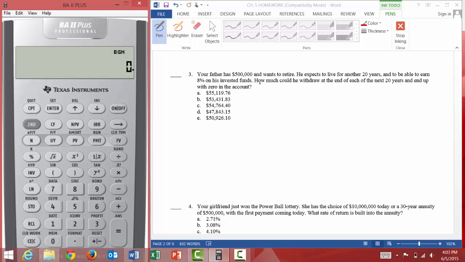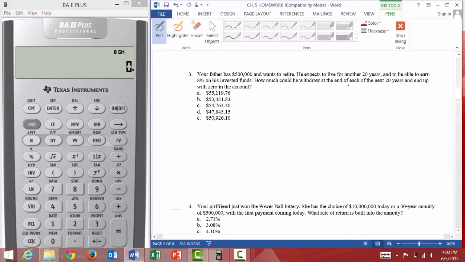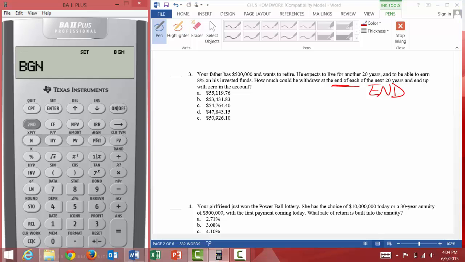So your father has $500,000 and wants to retire. He expects to live for another 20 years and to be able to earn 8% on his invested funds. How much could he withdraw at the end of the year? So I need to go back to my calculator and put it in end mode. So I'm going to go to second, the payment key where it says begin, and then second set to change it and hit clear.